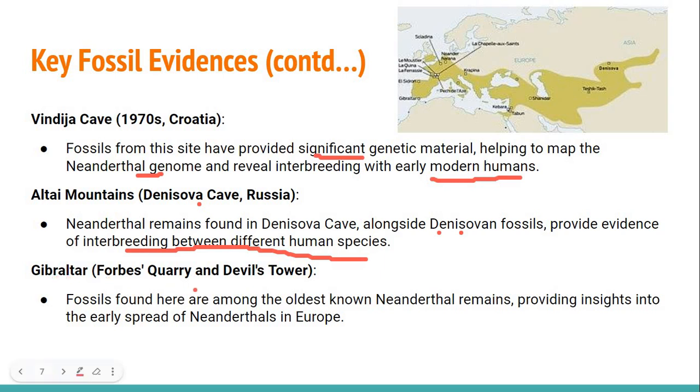Gibraltar, Forbes Quarry and Devil's Tower. The fossils found here are among the oldest known Neanderthal remains, providing insight into the early spread of Neanderthals in Europe. So these are the main fossil sites and the main fossils which contributed a lot to our knowledge of Neanderthals.